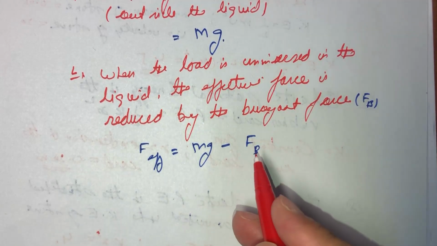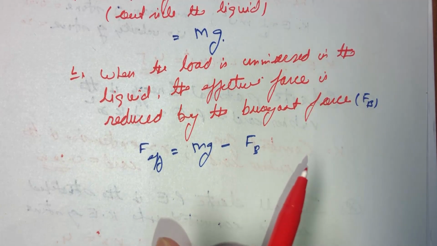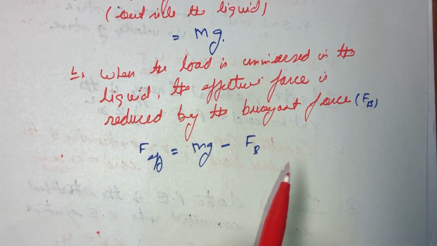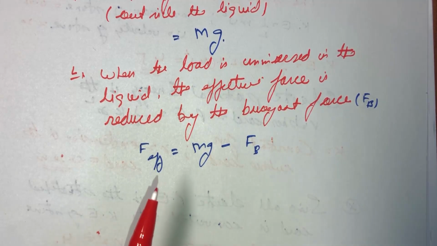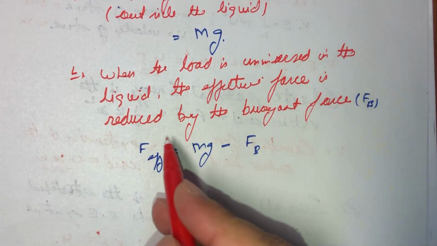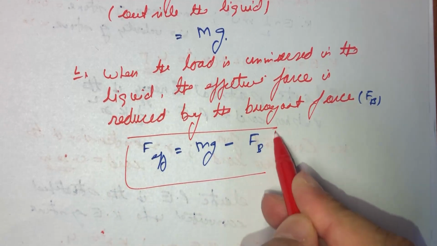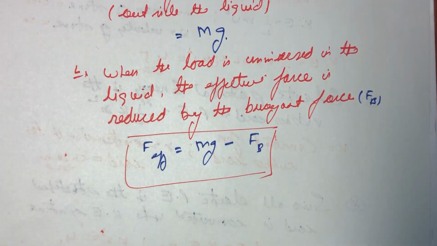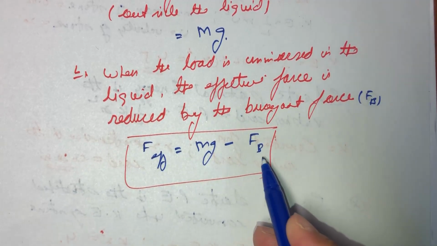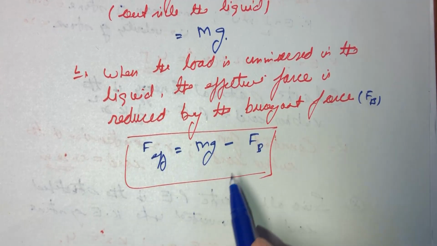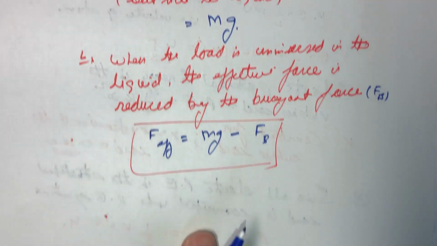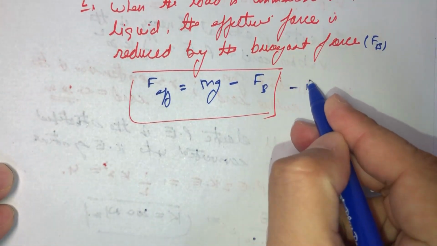We will sort out this equation later on. So first of all, let's find out what will be the volume of the load. Then we are going to find out the buoyant force and use this particular equation to solve it. So let us call this equation number 1.